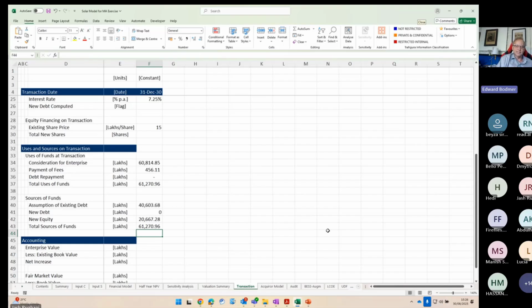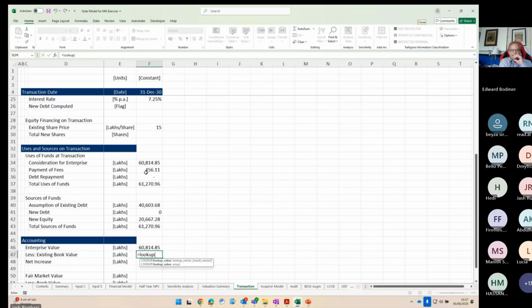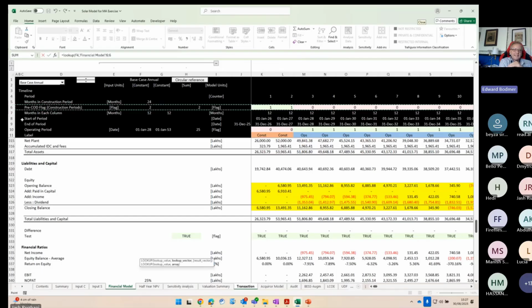Now for accounting, go to the enterprise value and go up and get the enterprise value we're paying. That's totally fine. Then press enter and let's find out how much the book value was on the books. Put an equal lookup again, and go up to that date. After that, put a comma and go all the way to the financial model, and again look up on the end date.